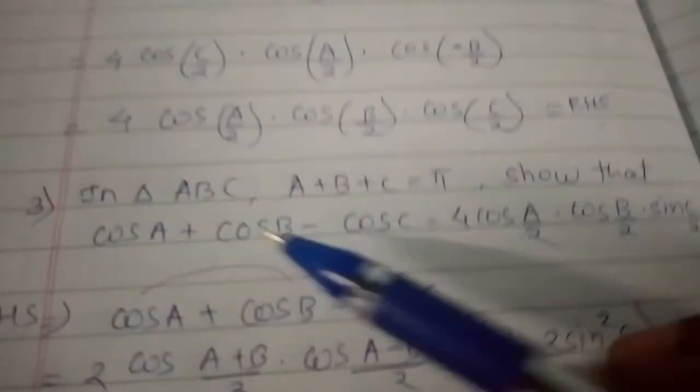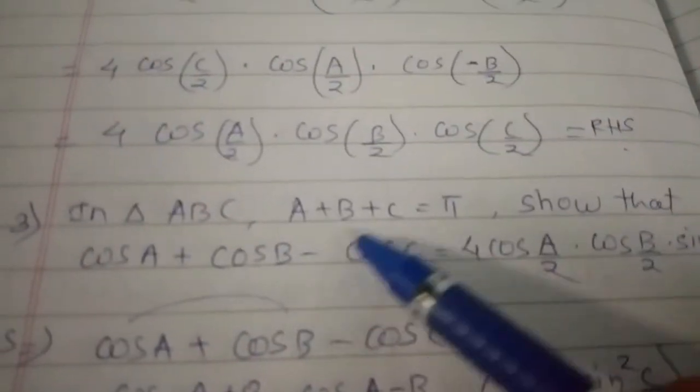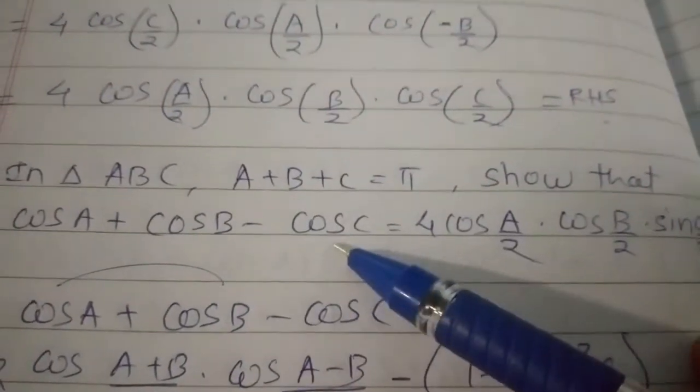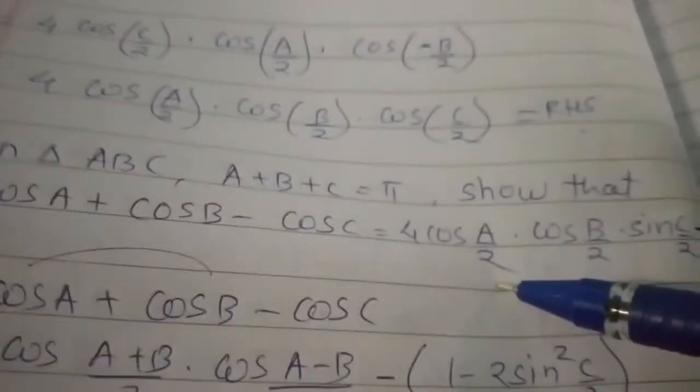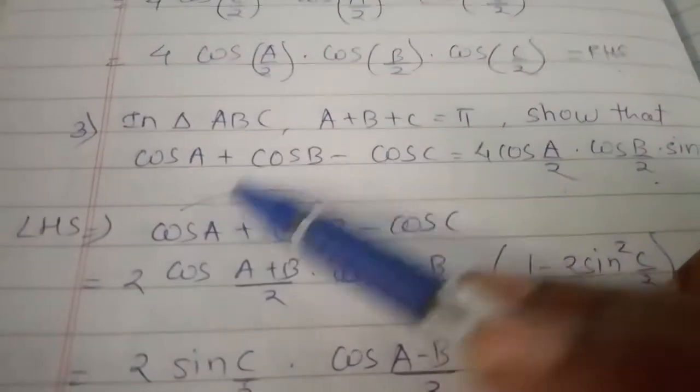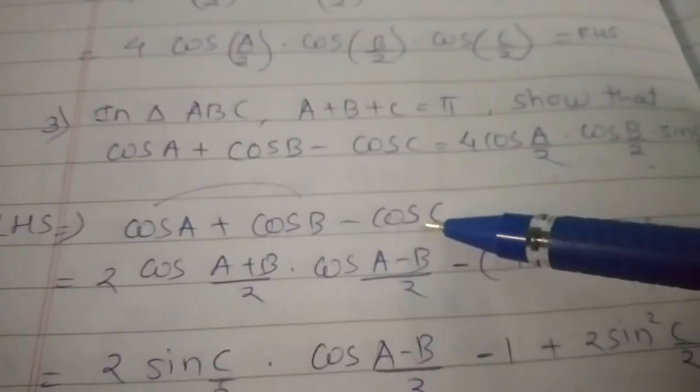Now see the third example. In triangle ABC, A plus B plus C is equal to pi. Then show that cos A plus cos B minus cos C is equal to 4 cos A by 2 into cos B by 2 into sin C by 2 minus 1. So this is what we have to show. We are taking the LHS, that is cos A plus cos B minus cos C.